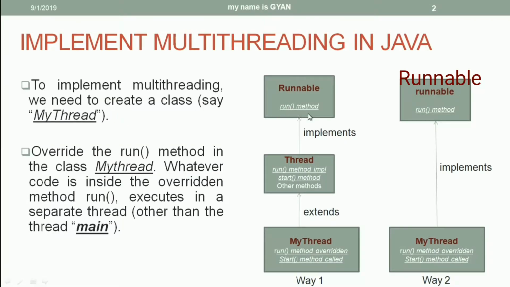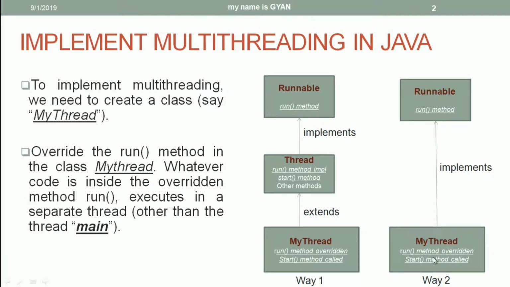The run method is actually present in the Runnable interface. The class Thread implements the Runnable interface, and the class Thread implements the run method. And the class Thread also has the start method. When we create our own class, say MyThread, which extends the class Thread, then we need to override the run method of the class Thread, and we need to call the start method of the class Thread. We do not override the start method, we just call the start method, but we override the run method.